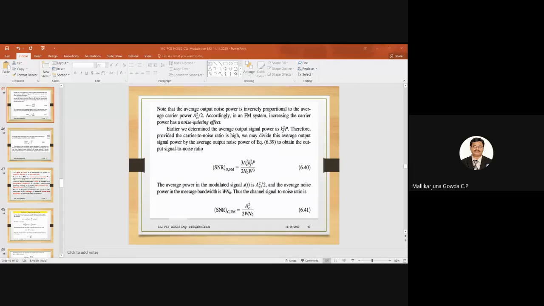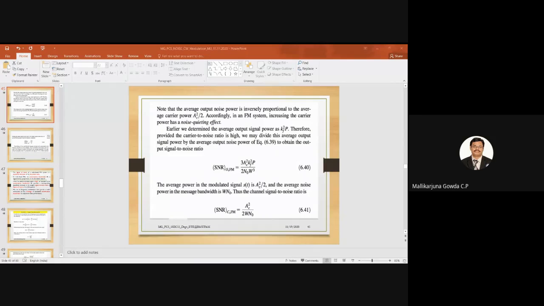So what will the discriminator do? The discriminator circuit will have two components. One is the selective network, or slope network we say, and it is also known as the differentiator. And the second component is what? The envelope detector, right? The slope network will convert the frequency variations into amplitude variations. Then the envelope detector will be able to reproduce the original message signal, right?